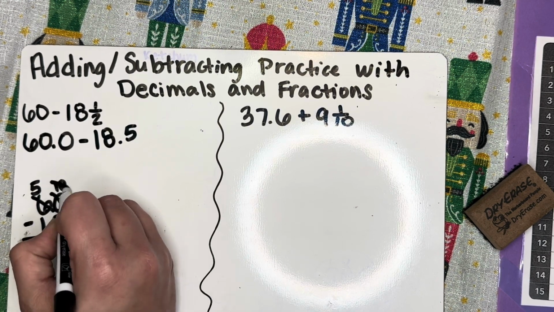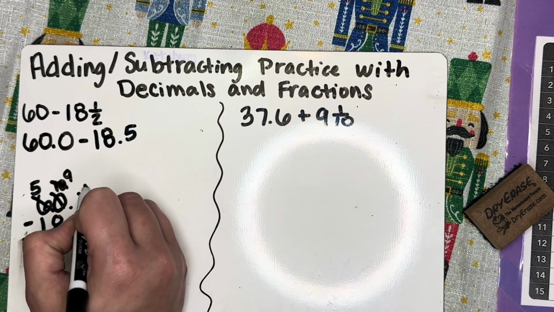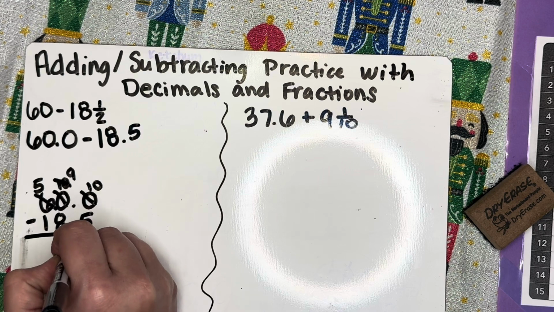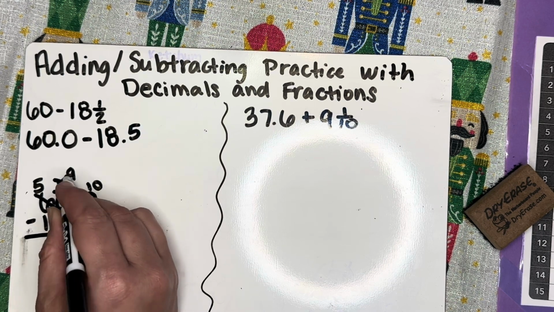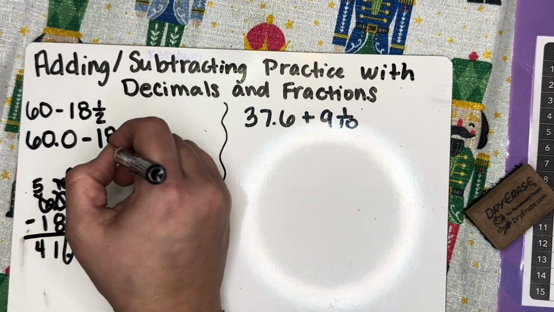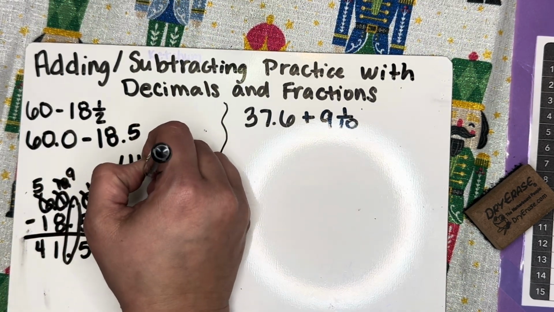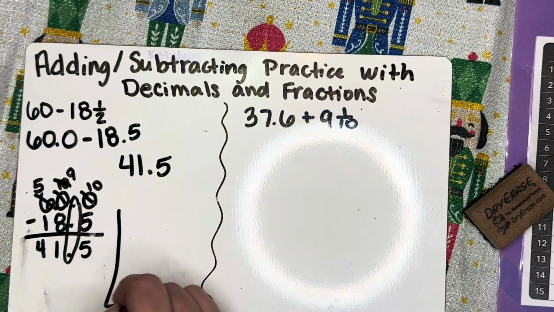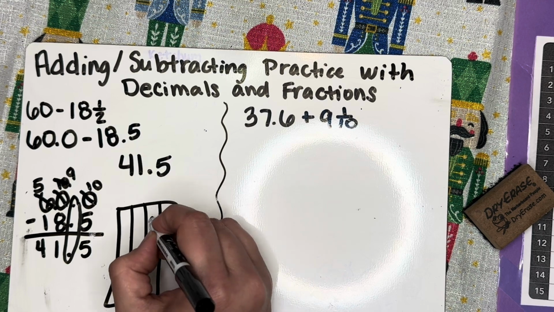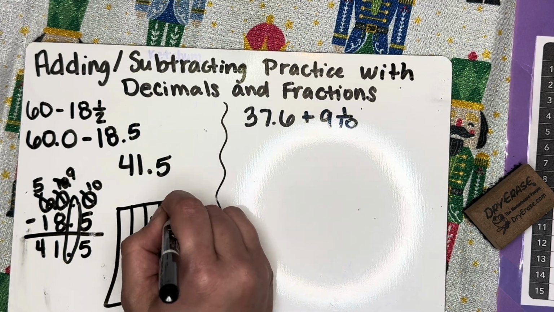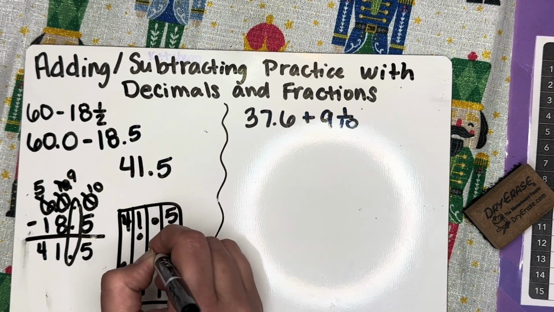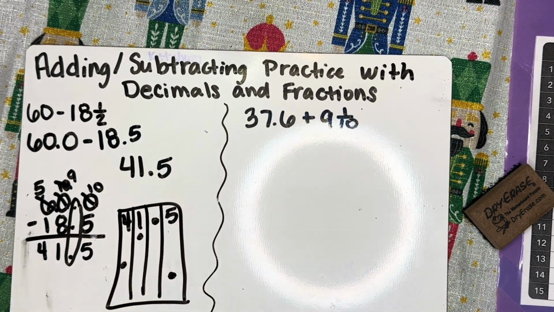But I've got to borrow, making this a 9, bringing 10 over here. 10 minus 5 is 5. Decimal point. 9 minus 8 is 1, and 5 minus 1 is 4. So I have 41.5/10. So I would put my 5 here, my 1 here, and my 4. And bubble in if I needed to.